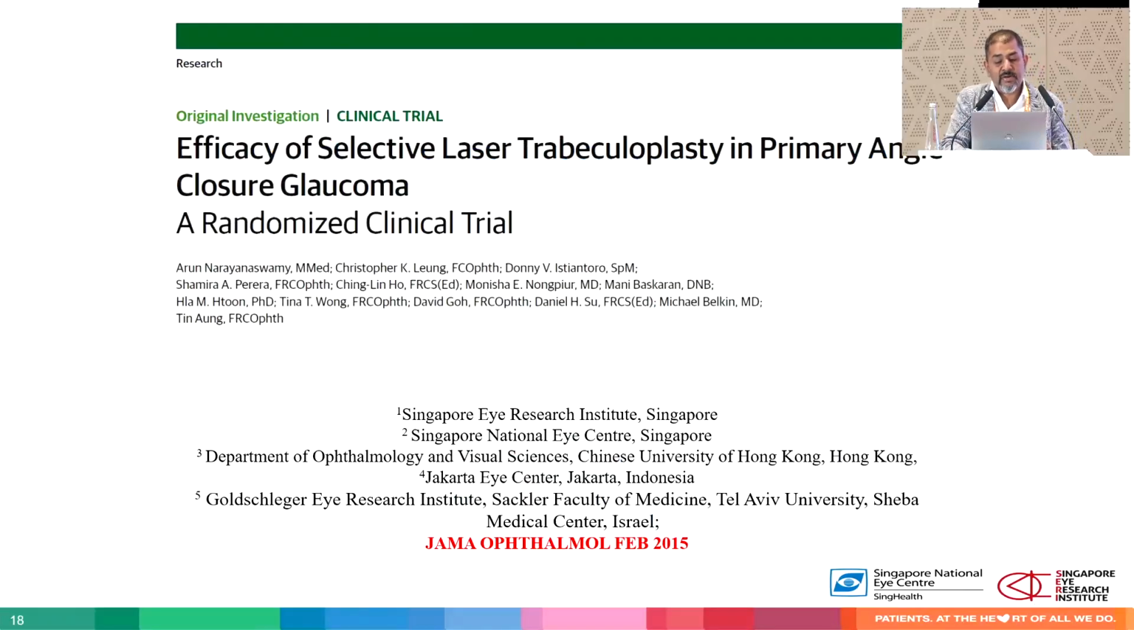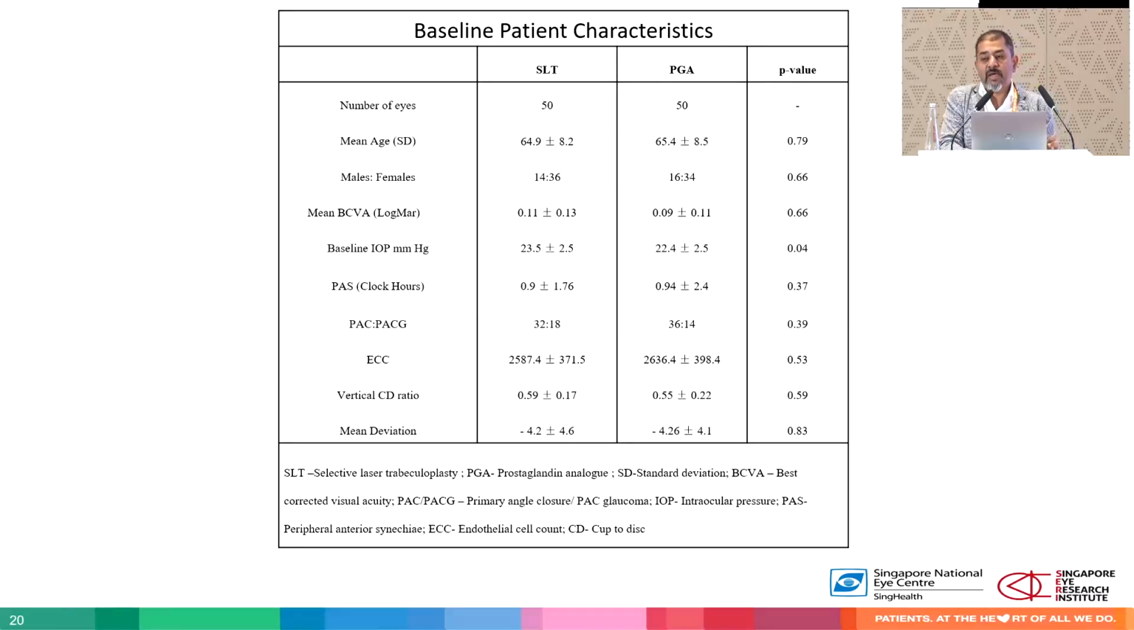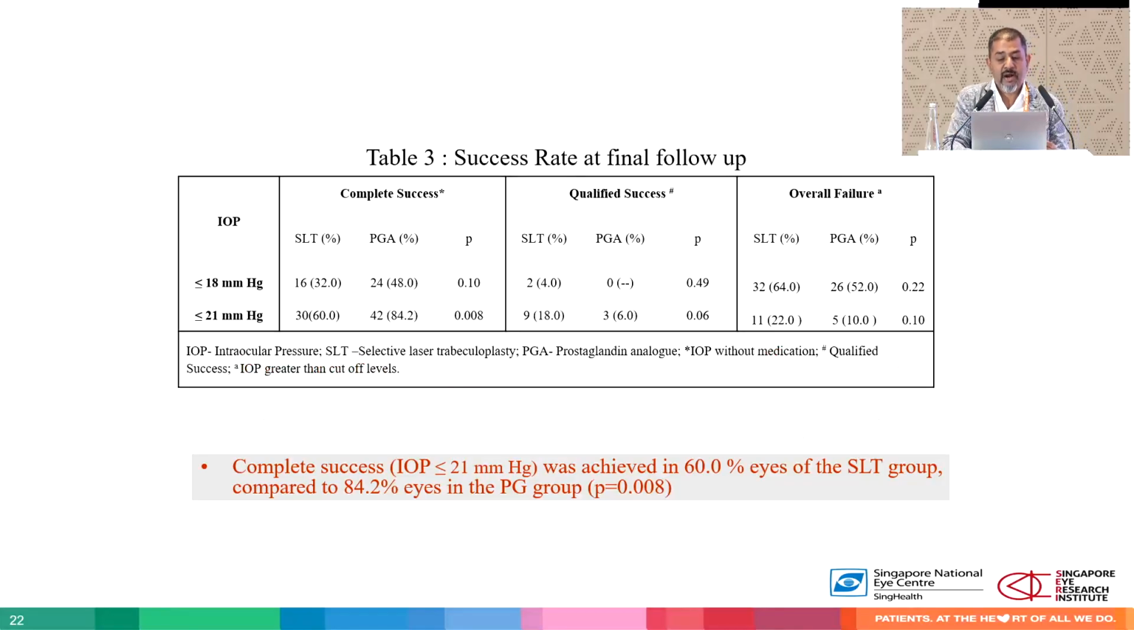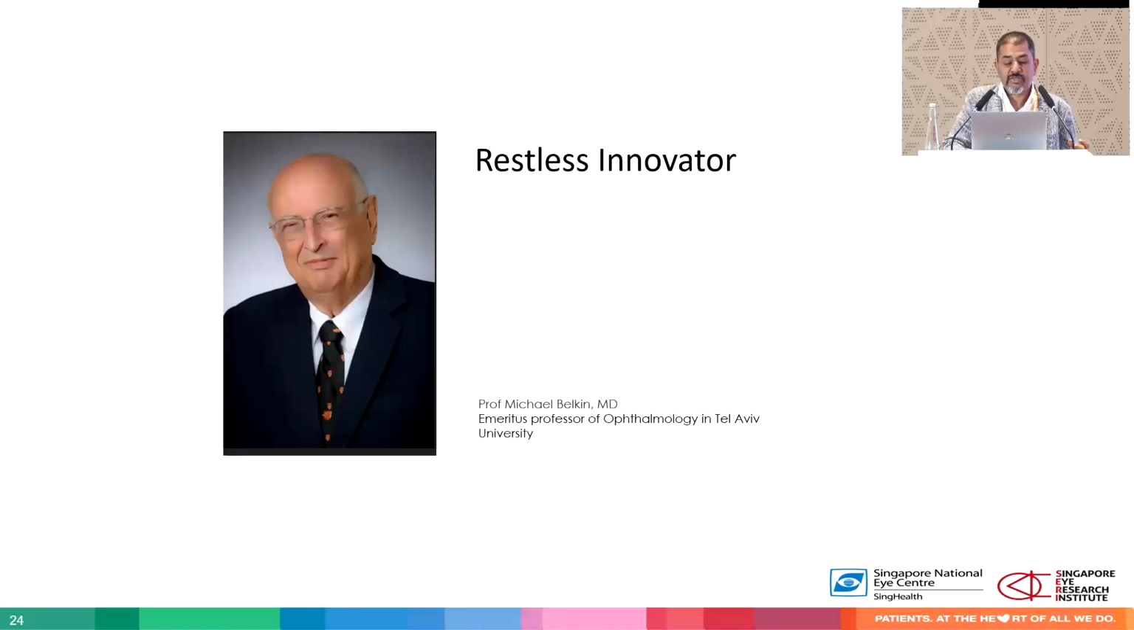Our own data about SLT in angle closure: we recruited about 50 eyes in each arm and randomized them to SLT versus medication. All of these eyes had an iridotomy and at least 180 degrees of open angle, and the IOP response was similar at 6 months between the SLT and the medication arm. The overall success rate was close to about 60% in the SLT arm and about 80% in the medication arm. So in general, it is an effective therapy. The mean IOP reduction with SLT was equivalent to prostaglandin therapy at about 6 months.